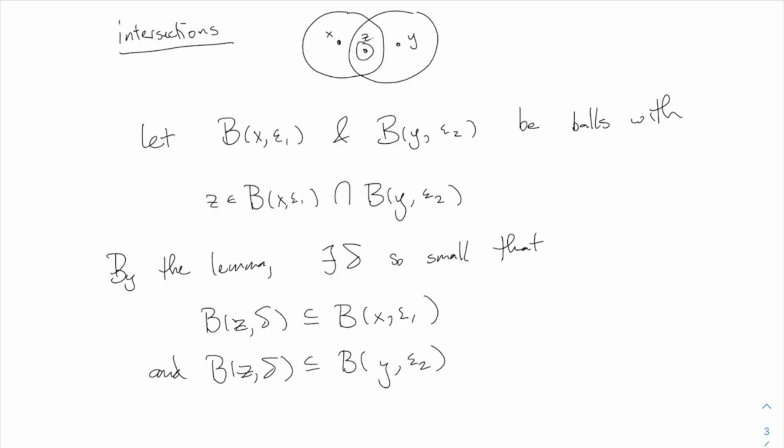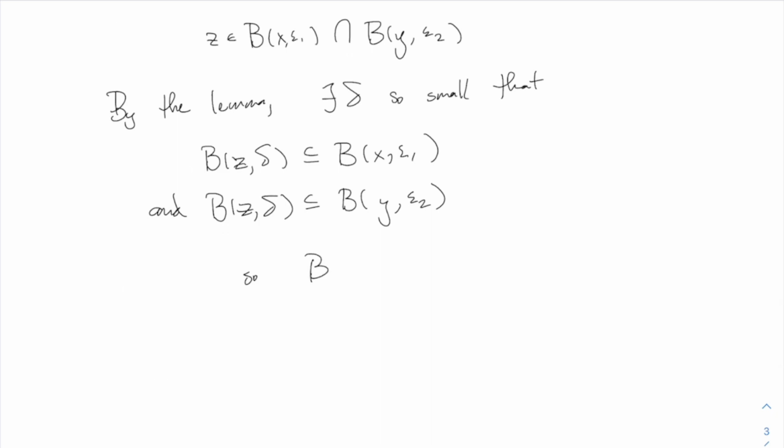The lemma says you can make one ball inside of another ball. That means just by doing the lemma twice, if you like, you can make one ball inside of both of them. If it's a subset of this one and also a subset of this one, that means it's actually a subset of the intersection. So ball of z and delta: all the points in this ball are part of this set and also part of this set. So all the points of this ball are in the intersection, and that's the basis intersection property that we need.